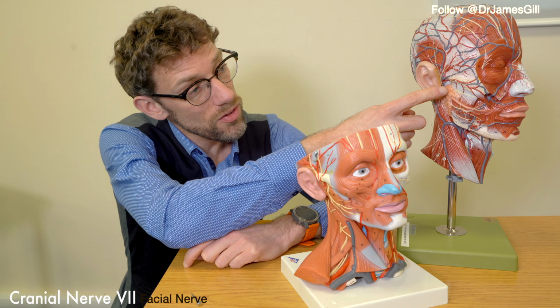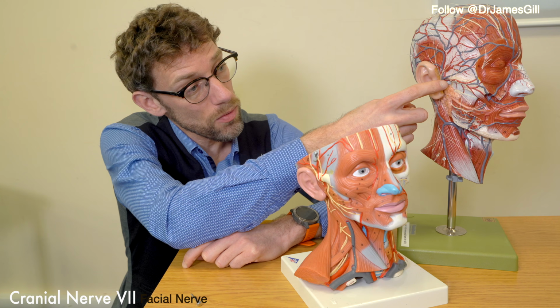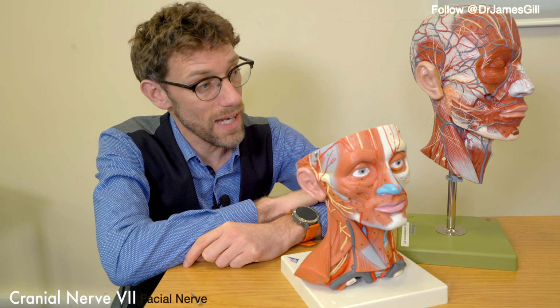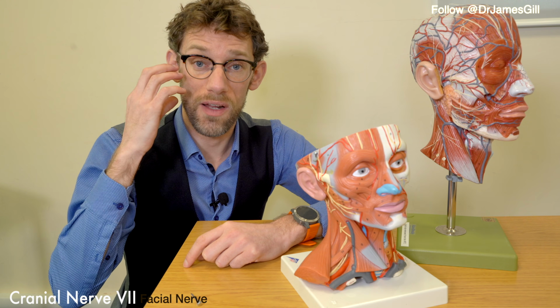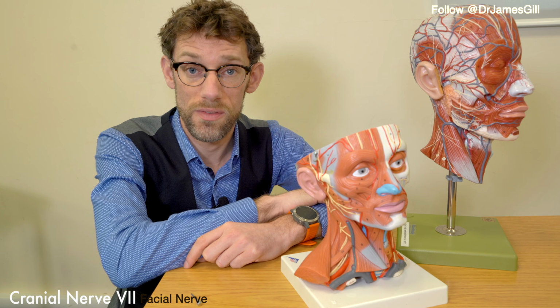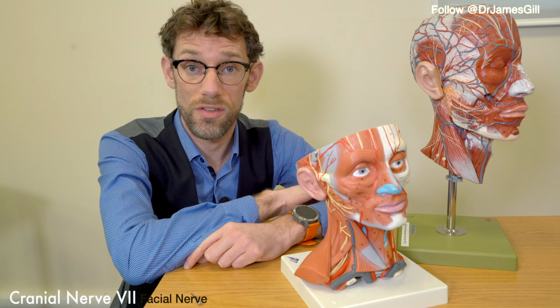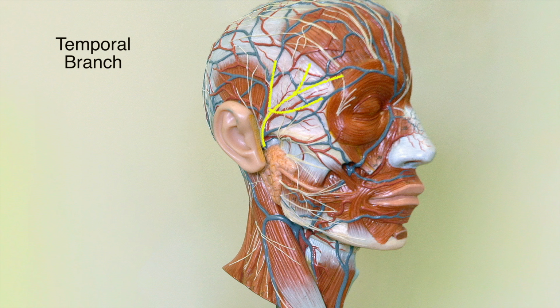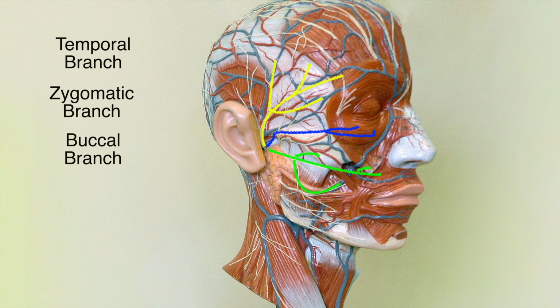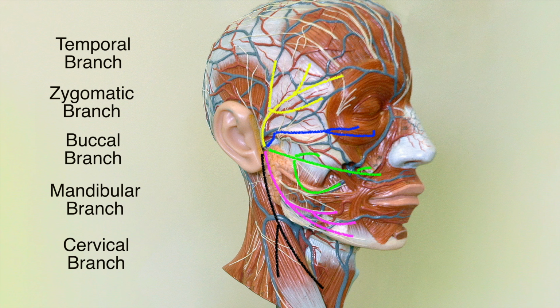If we look here, we can see that the facial nerve comes out and then goes to the areas that it will innervate. So around the eye, around the cheeks, around the lips. There are 5 areas that the facial nerve controls, that being the temporal region, the zygomatic region, the buccal region, the mandibular, and the cervical region.